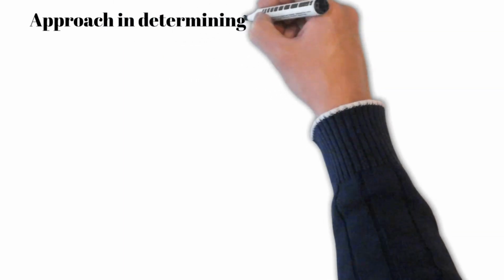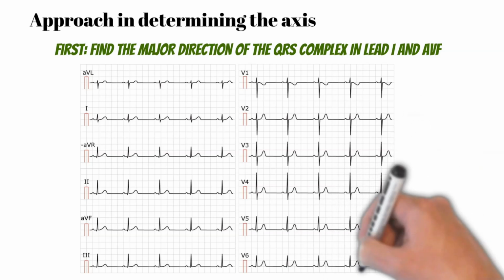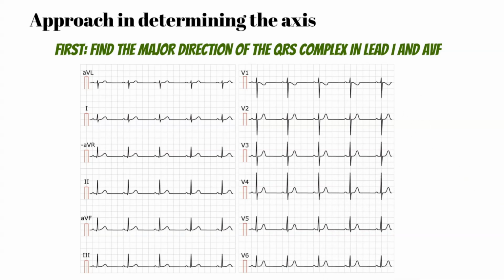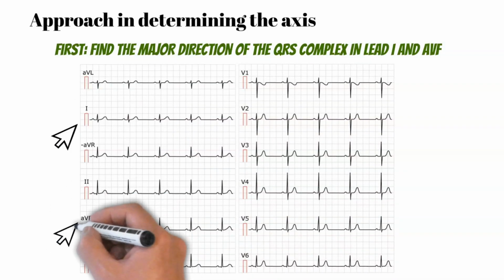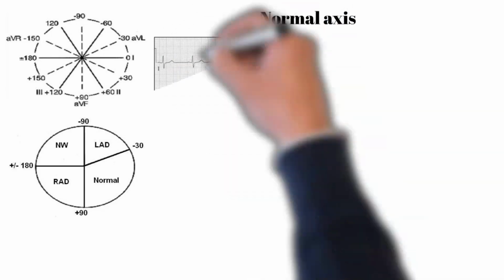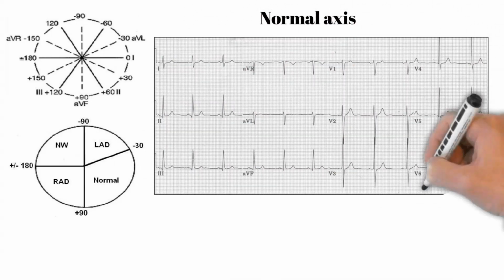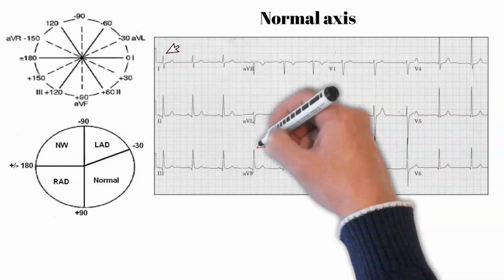The fastest non-specific method to determine the QRS axis is to find the major direction of the QRS complex, either positive or negative, meaning upward deflection or downward deflection. And this is in leads 1 and AVF. Okay, here is an example of normal axis. If the QRS complex is upright, meaning positive in both lead 1 and lead AVF, then the axis is normal.